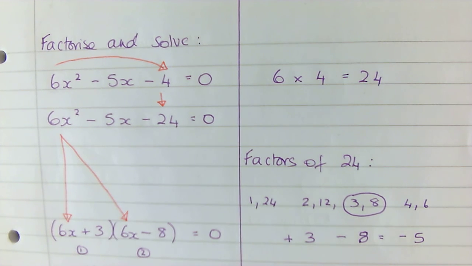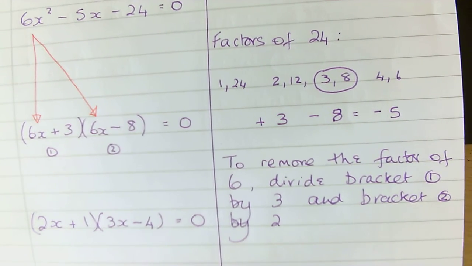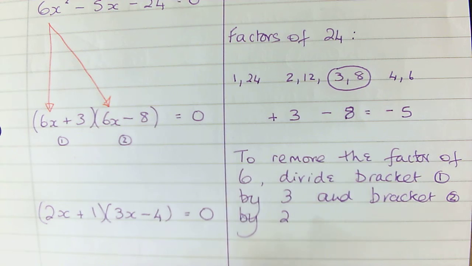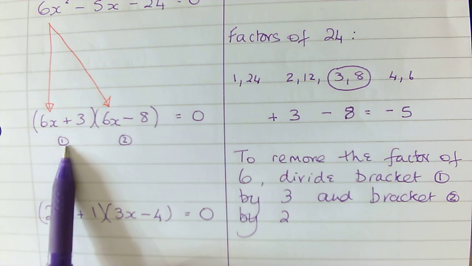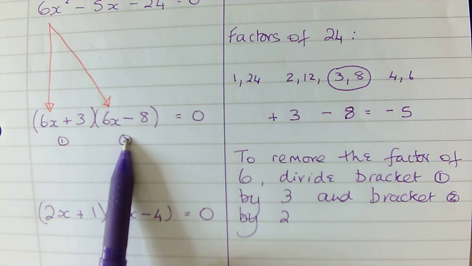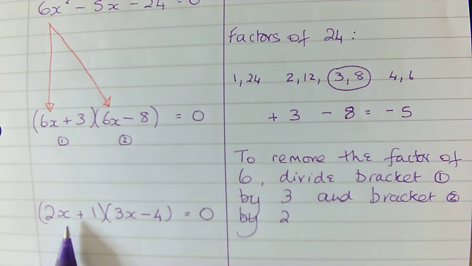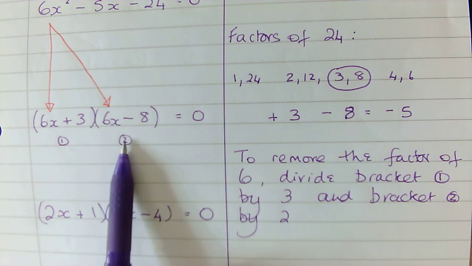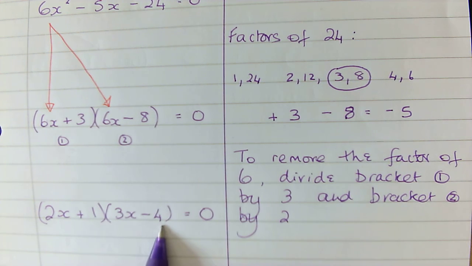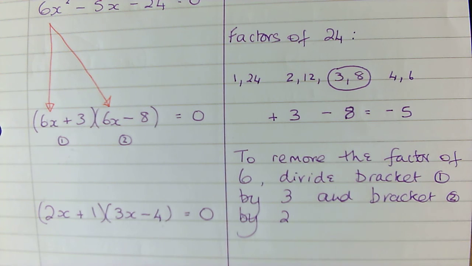So to remove that, we would have to divide this bracket, number 1, by 3, and this bracket, number 2, by 2. And 3 2s are 6, so we've removed the factor of 6. So if we divide this bracket by 3, we get 2x plus 1. And if we divide this bracket by 2, we get 3x minus 4. And so that is the fully factorised version of the quadratic we started with.